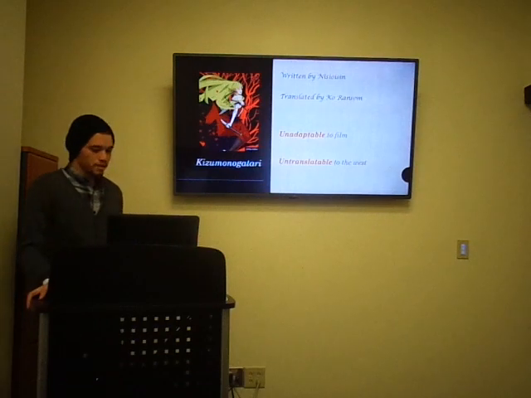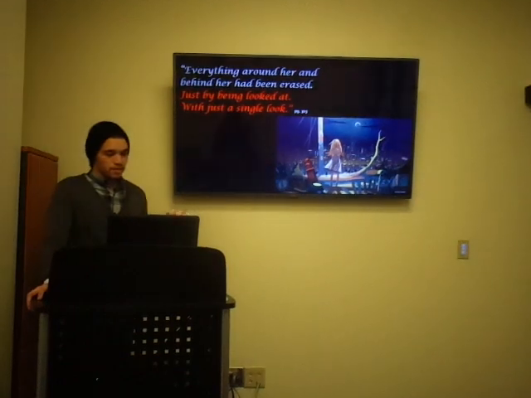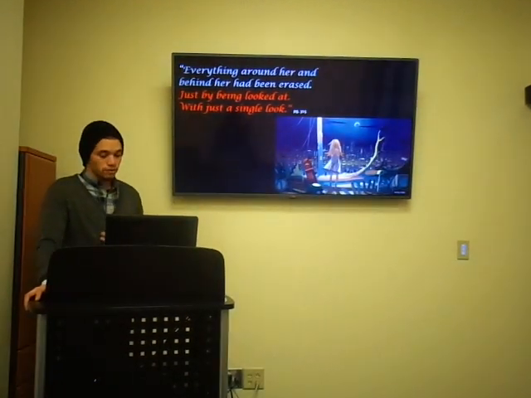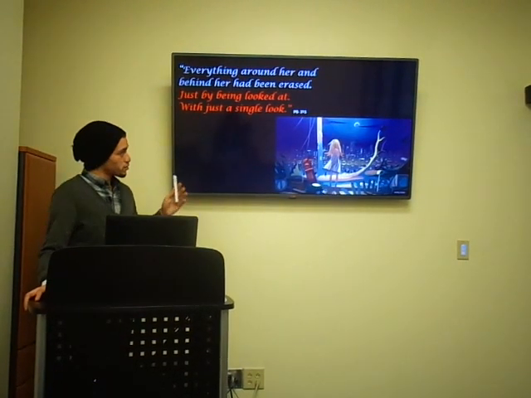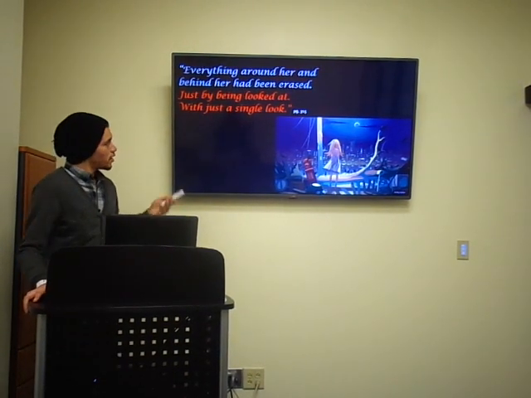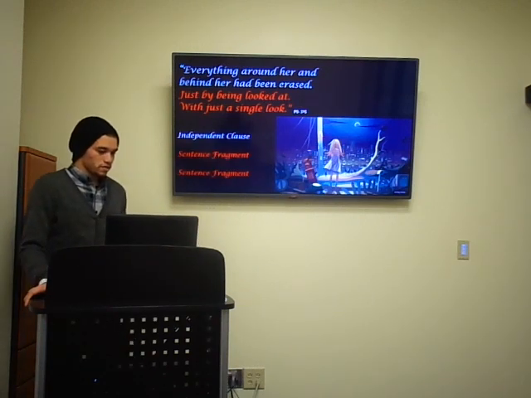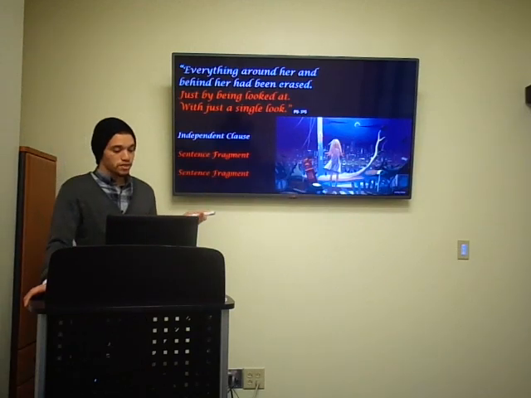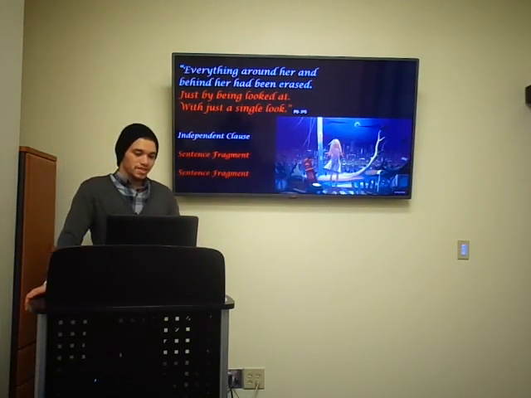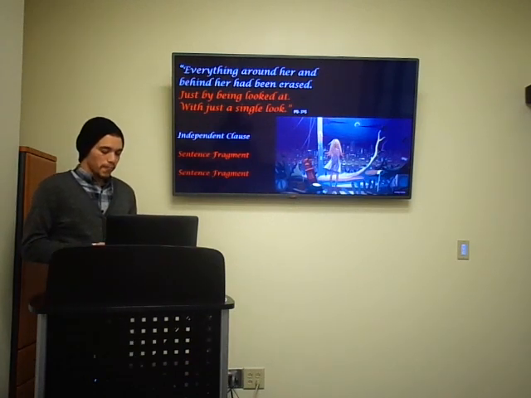Well, here's a basic example of what I mean with regards to sentence fragments. This is a basic structure for most of Nisio Isin's writing. He'll introduce a topic and then use what we would define as sentence fragments to follow. Everything around her had been erased. Everything around her and behind her had been erased, just by being looked at, with just a single look. It follows a basic structure, an independent clause, followed by two sentence fragments. The number of sentence fragments can vary, it often does, but this is the basic structure.